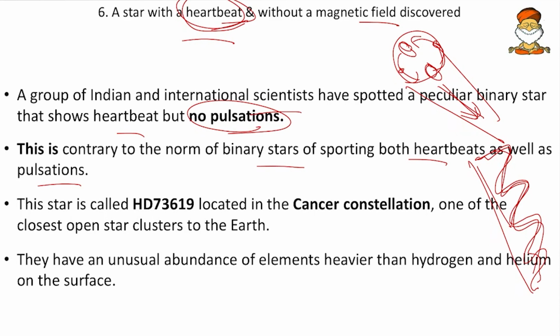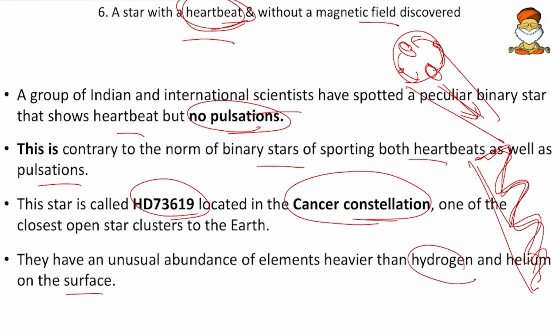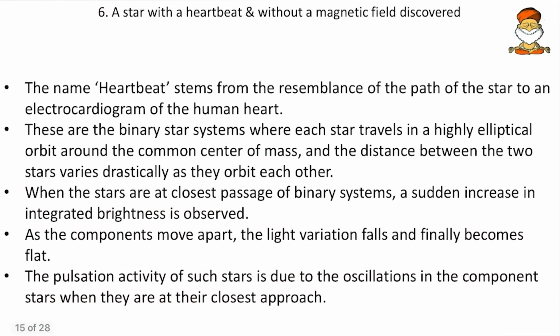And this system of stars is called HD 73619 and it is located near the Cancer constellation. So this Cancer constellation is one of the closest to the Earth. These binary stars have an unusual abundance of elements heavier than hydrogen and helium on the surface. So it might be that due to this abundance, the electromagnetic radiations are not coming. That might be one of the reasons, but it is still not proved. So this is all about the binary system with the pulsation, but not the heartbeat.